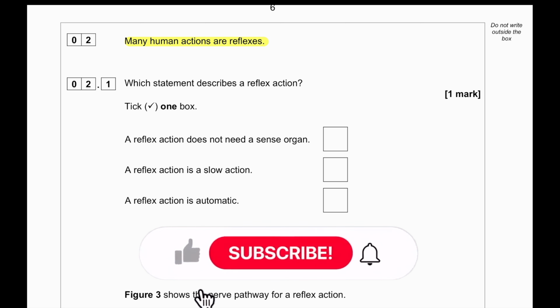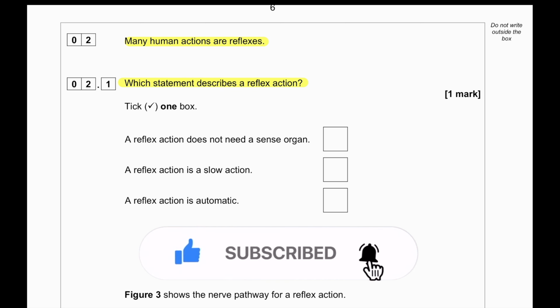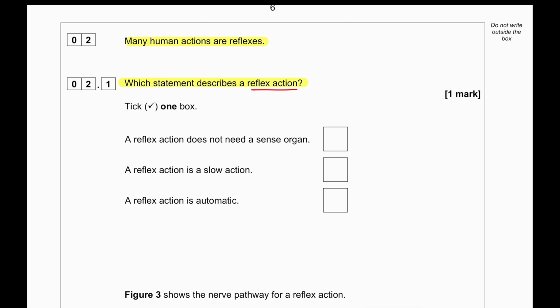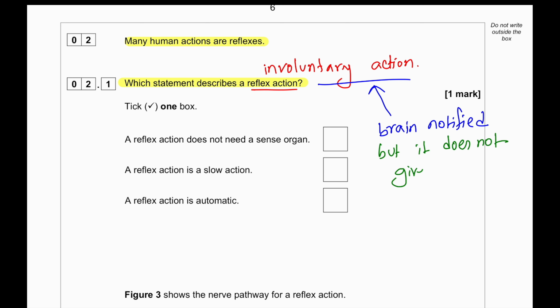Many human actions are reflexes. Which statement describes a reflex action? A reflex action is considered an involuntary action where the brain is notified of the action but does not make a conscious decision. Let's see the options. A reflex action does not need a sense organ. A reflex action also requires a sense organ but does not require the function of the brain. Let's see the next option.